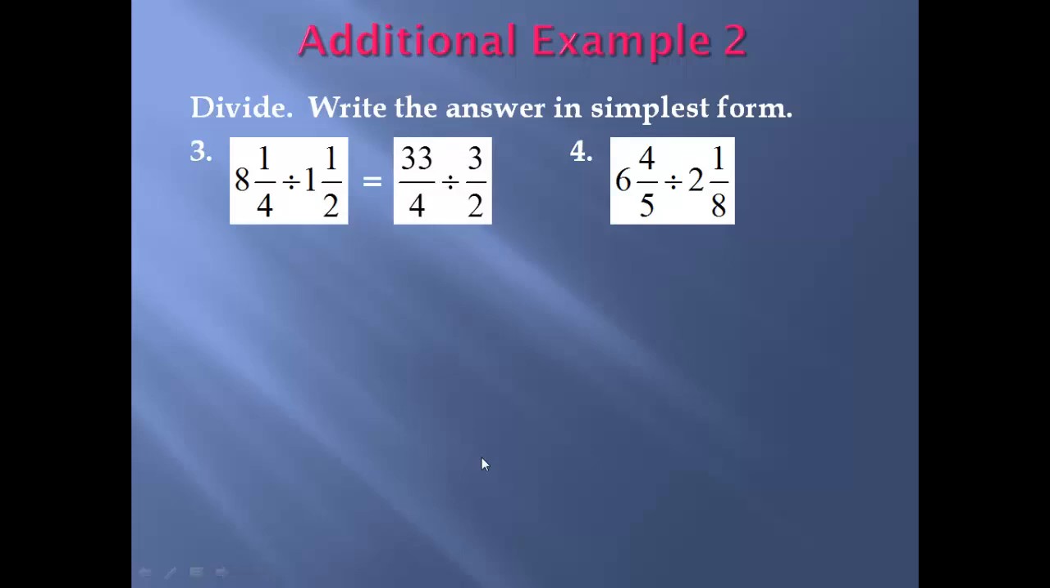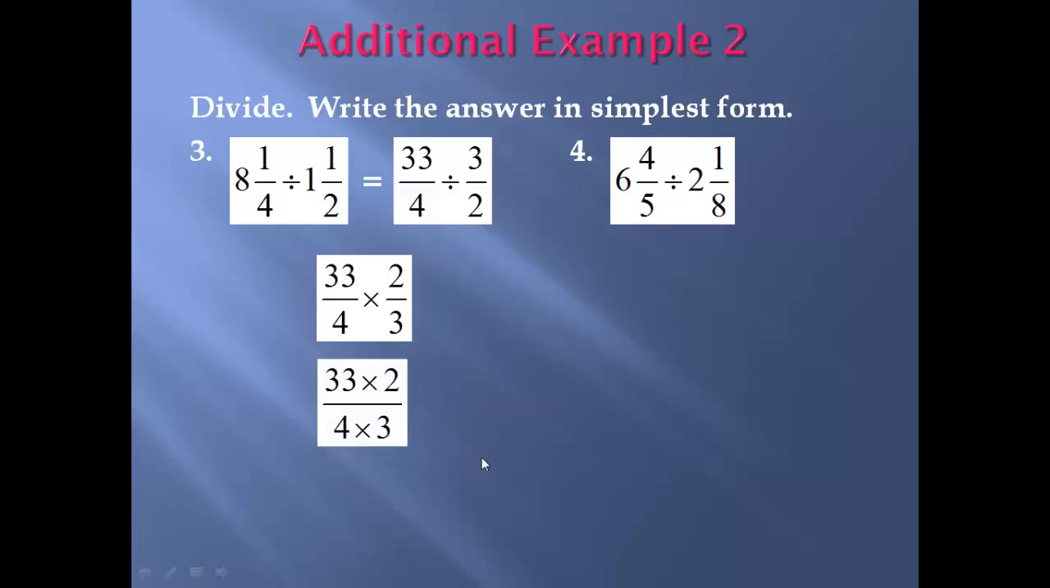8 and 1/4 would be 33/4, and 1 1/2 would be 3/2. So we have 33/4 divided by 3/2. Our next step is to keep 33/4 the same and multiply by the reciprocal. So we'll have 33/4 times 2/3. For this problem, we're going to do 33 times 2 for the numerator and 4 times 3 for the denominator.